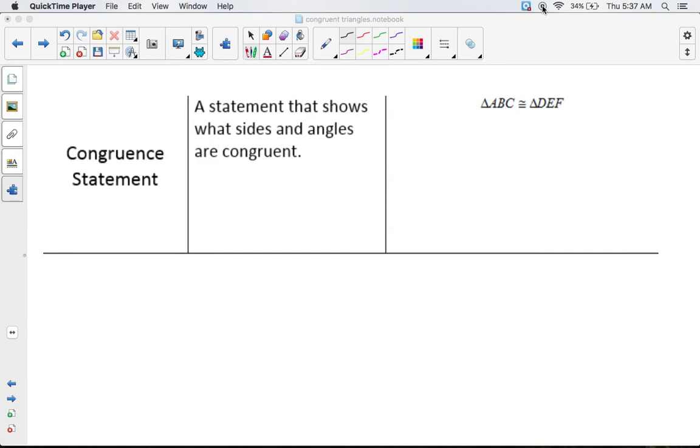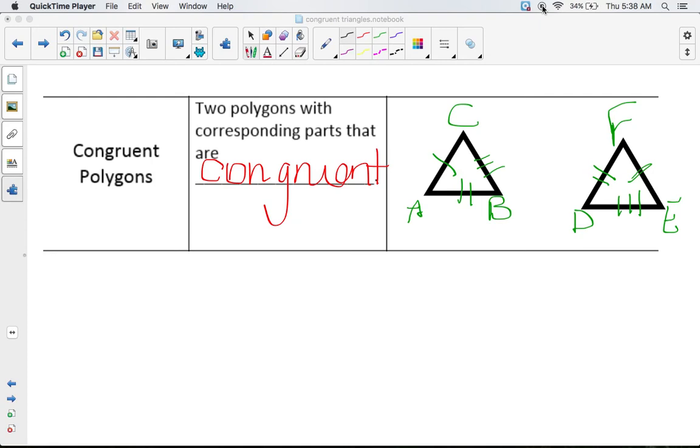Now, a congruent statement is a statement that shows which sides are congruent and which angles are congruent. The congruent statement is big because this is what we're going to look at all the time. So triangle ABC is congruent to triangle DEF. That is a congruent statement. If you look at the one that we did a second ago, it does not matter where you start. I'm going to say ABC. So if I say triangle ABC is congruent to triangle, I can't say DEF.